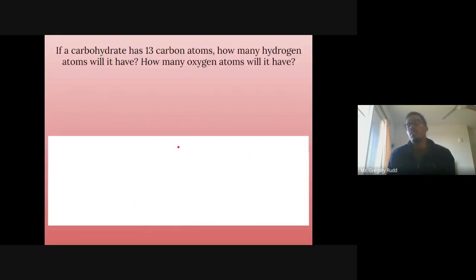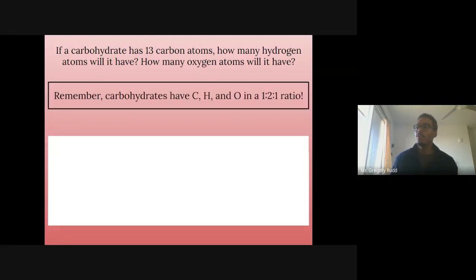So you want to think about this 1:2:1 ratio a little bit more. I've got a question for you. If a carbohydrate has 13 carbon atoms, how many hydrogen atoms will it have? And how many oxygen atoms will it have? Well, again, we want to remember that that 1 to 2 to 1 ratio exists. Carbon, hydrogen, and oxygen exist in a 1 to 2 to 1 ratio.